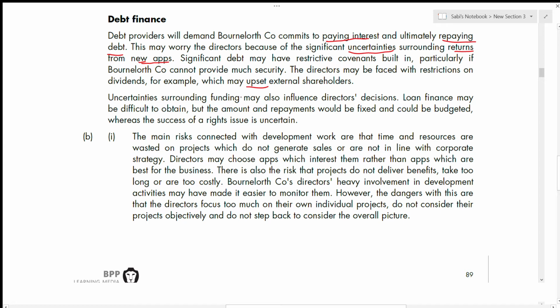Uncertainty surrounding funding may also influence directors' decision. So they are saying uncertainties surrounding that funding. These are the factors which influence the director's decision. So the loan finance may be difficult to obtain, right? But the amount and the repayments would be fixed and could be budgeted. While the success of the rights issue is uncertain.